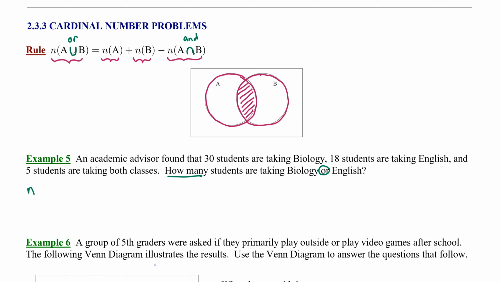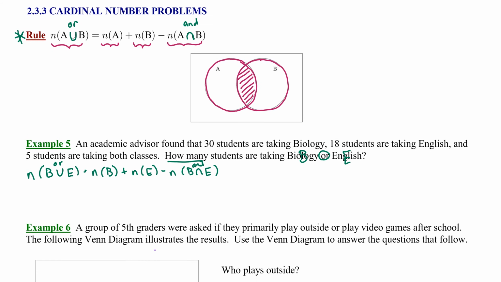So to find the number of students that are taking biology or English, we'll say B for biology, E for English. We're going to count the cardinal number of B union E. Now, you can write the word or up there to remind you that union goes with or. Following our new rule, this is going to be the cardinal number of B plus the cardinal number of E minus the cardinal number of B intersect E. And remember, intersect goes with the word and. Feel free to write that in there in your work.